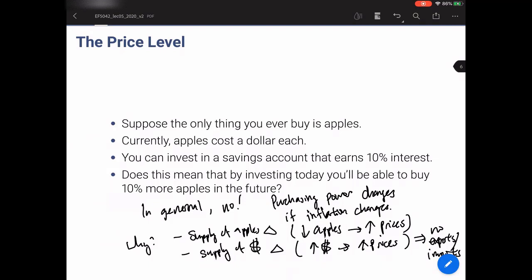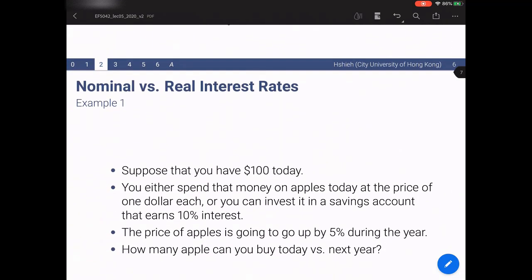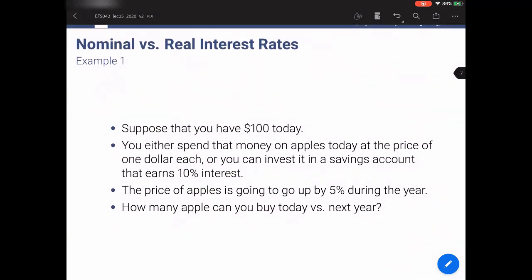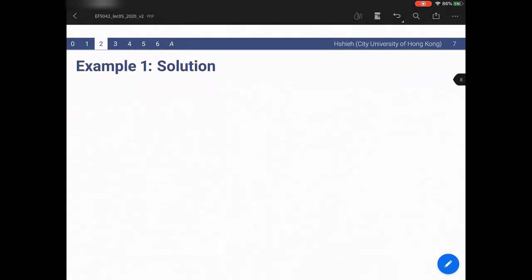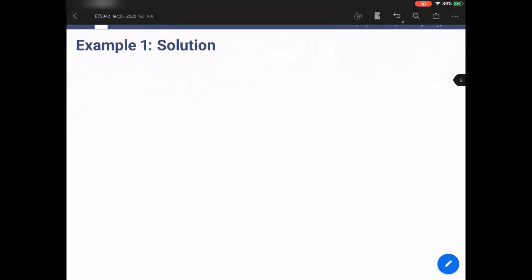All right, so let's dig a little bit deeper and add some numbers to this exercise. Suppose that you have $100 today, and you either spend that money on apples today at the price of $1 each, or you can invest it in a savings account that earns 10%. The price of apples is going to go up 5% during the year, suppose. And the question I pose: how many apples can you buy today versus next year? Let's work out this simple exercise just to see how our purchasing power changes given these opportunity costs and also the expected inflation over time.